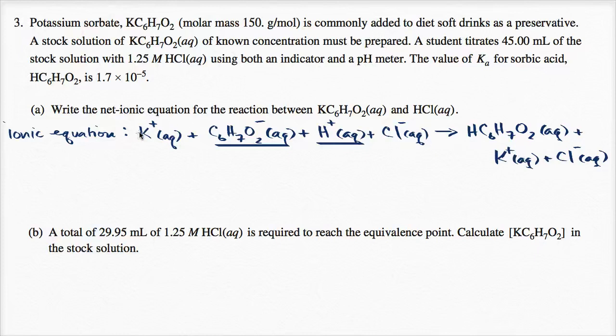Now when you do the net ionic reaction, you can imagine what's going to happen here. I have potassium ions on the left, I have potassium ions on the right. I could net them out on both sides. So let's net them out on both sides. I have chloride ions on the left, I have chloride ions on the right. I can net them out on both sides, and then I can write the net ionic equation.